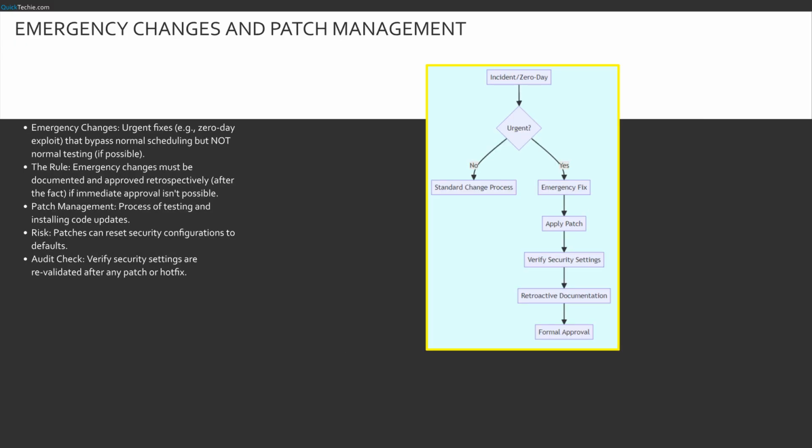What happens when things go wrong? We need emergency changes. Maybe a server is down or a hacker is attacking. You might not have time for the full change control board meeting. However, emergency changes are not a free pass. They must be documented, and they must be reviewed and approved retroactively.